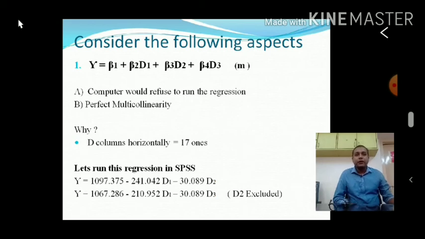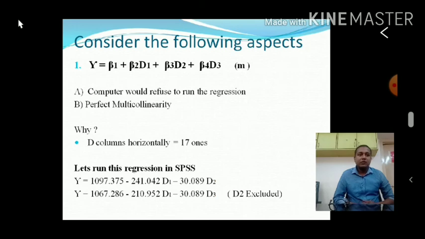1. And also this result we get because the d columns d1, d2, d3, where the 17 ones values are equivalent to 17 states what we have. So that is also one of the reason why d2 is excluded. So two things we have to keep in mind as a first point.